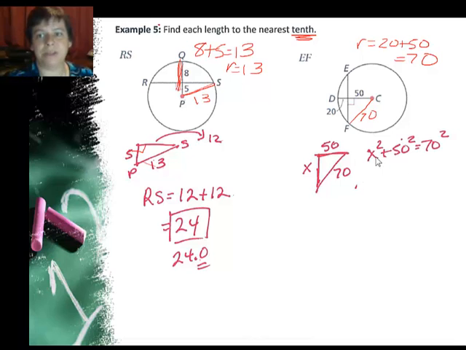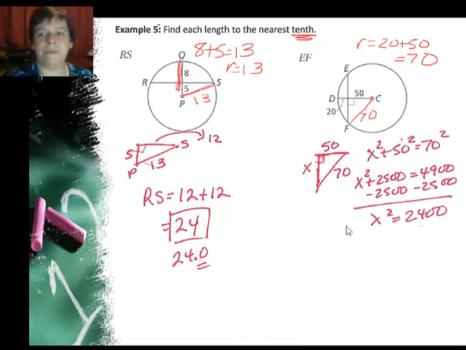Use Pythagorean Theorem. X squared, and let me put my little right angle in there. X squared plus 50 squared equals 70 squared. So squaring out everything, 50 squared is 2,500, 70 squared is 4,900. Subtract 2,500 from both sides, and I get x squared equals 2,400. So I can say that x is the square root of 2,400.